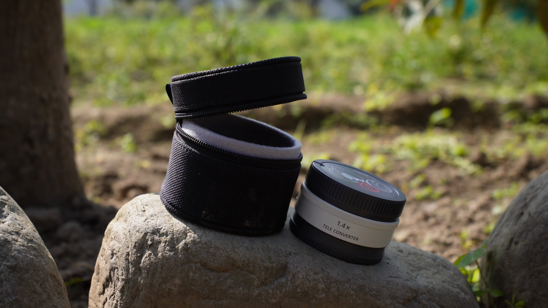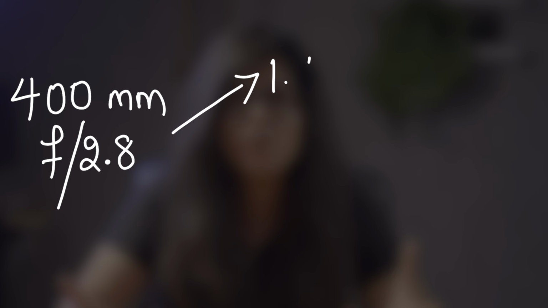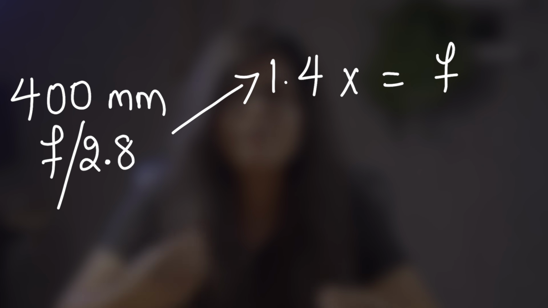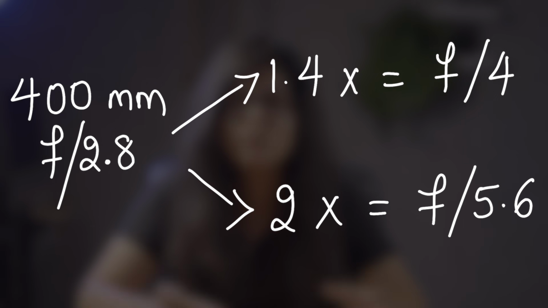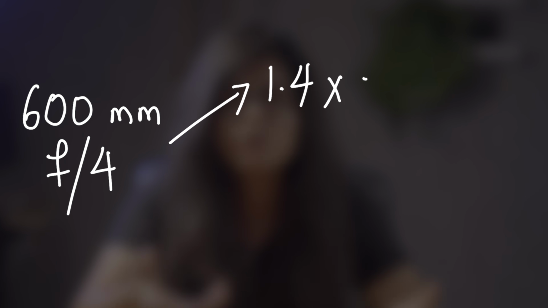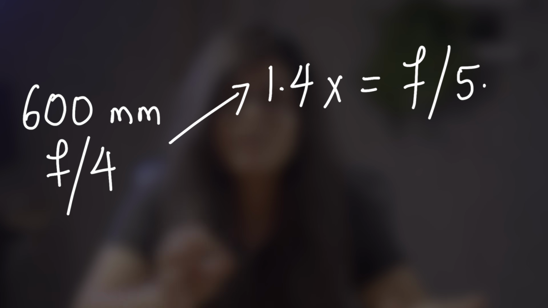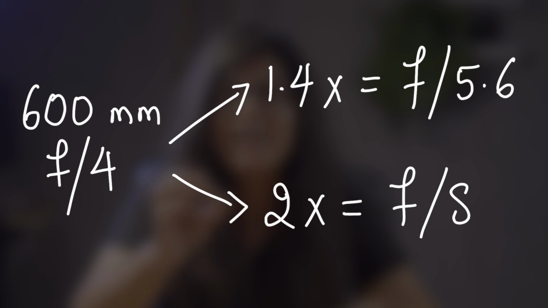Now this reminds me of the teleconverters. A 400 mm, if you put on a 1.4x, is going to make it f4, and if you put on a 2x, it's going to make it f5.6, which is manageable in most conditions. However, if you pick up a 600 and put on a 1.4, it's going to make it f5.6, which is manageable. But if you put on a 2x, it's going to make it f8, which is definitely a problem in most wildlife situations.